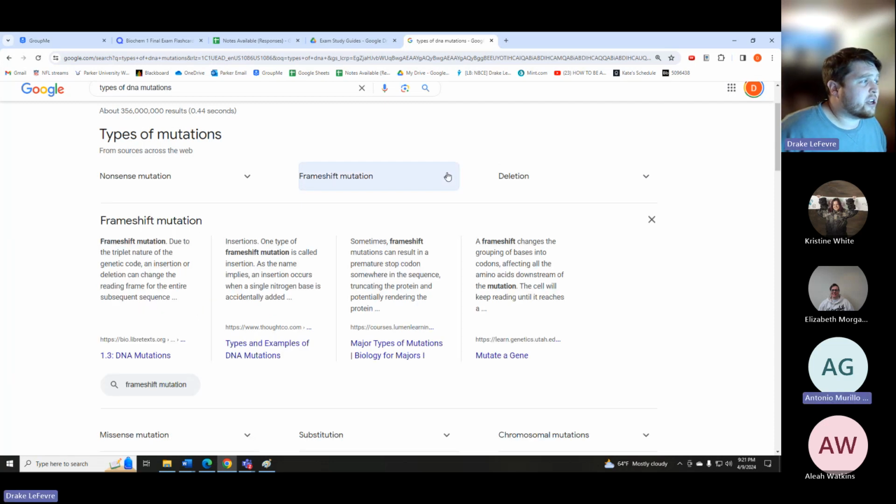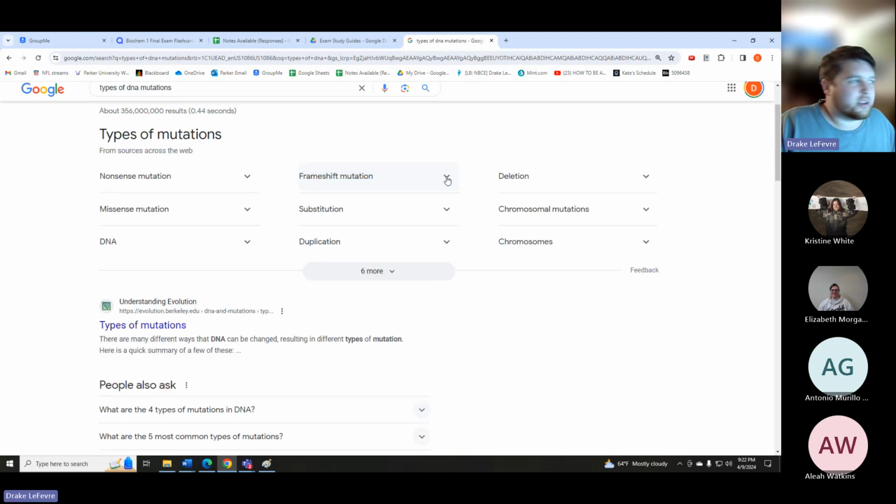You have a frame shift mutation, which means 3 base pairs get added or taken away. It's an insertion or deletion of 3 base pairs. If you think further on down the road, that's going to cause an extra amino acid to be put in right there. Sometimes that frame shift mutation can really mess up the protein that it's trying to build.